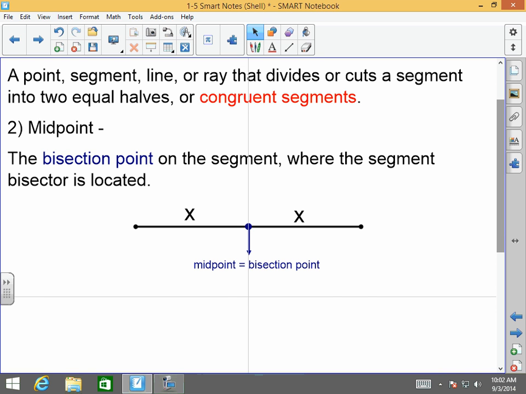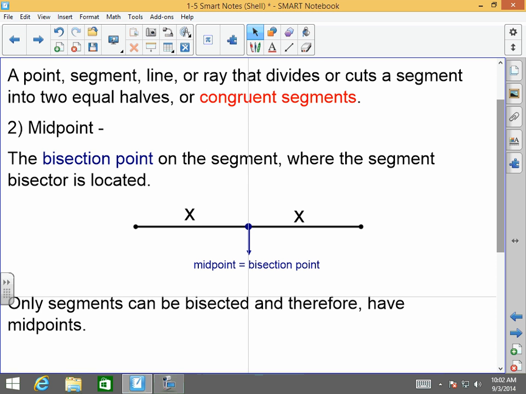And funny thing about midpoints, only segments can be bisected and therefore have midpoints. A line goes on forever and ever and ever, and therefore cannot have a midpoint. Okay? It just cannot. So far, so good? Okay.